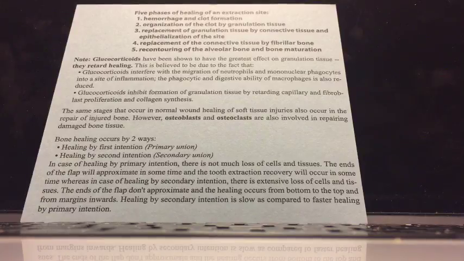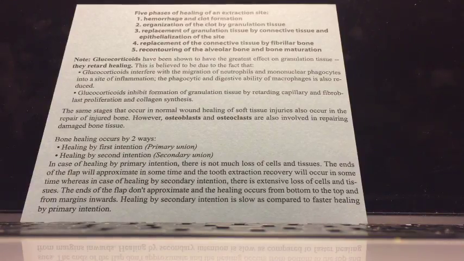Now, glucocorticoids have been shown to have the greatest effect on granulation tissue. They retard healing. This is believed to be due to the fact that glucocorticoids interfere with the migration of neutrophils and mononuclear phagocytes into the site of inflammation. The phagocytic and digestive ability of macrophages is also reduced. Glucocorticoids inhibit formation of granulation tissue by retarding capillary and fibroblast proliferation and collagen synthesis.